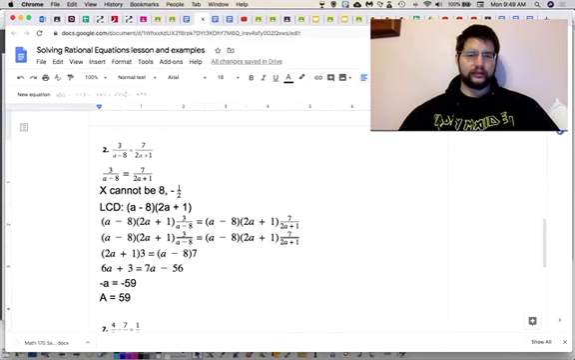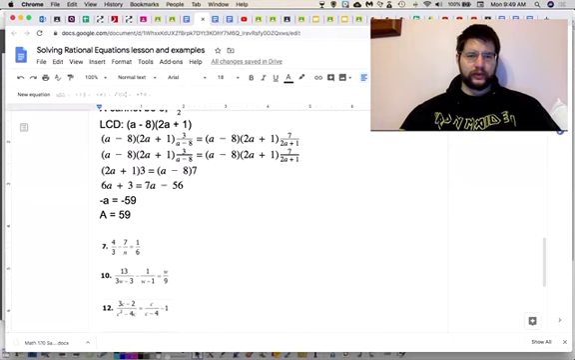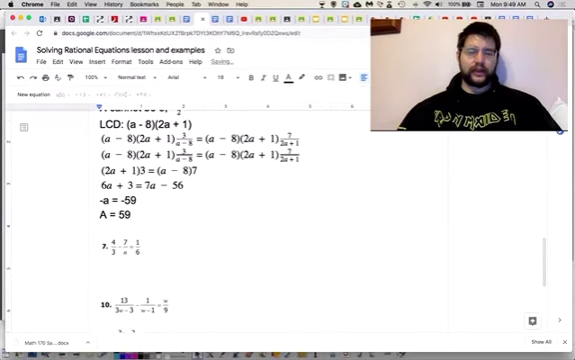Done. That's it. If I check, 59 is not 8 or negative a half, so we're good to go. Another example. So again, my first thing I like to do is rewrite my equation.